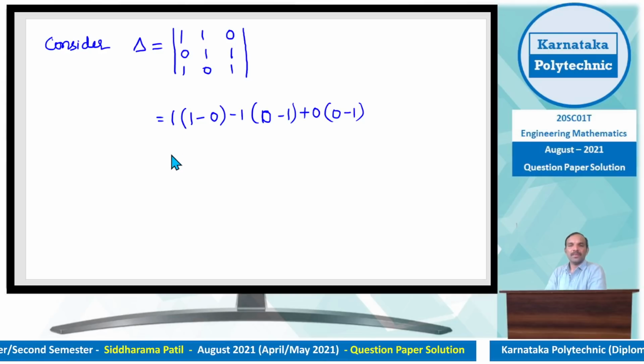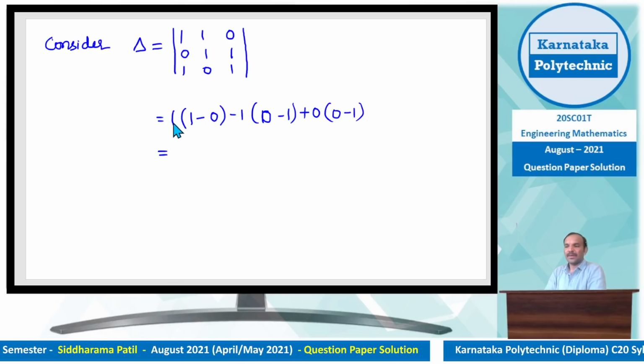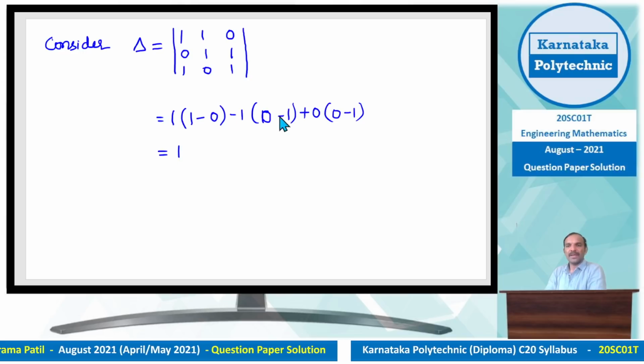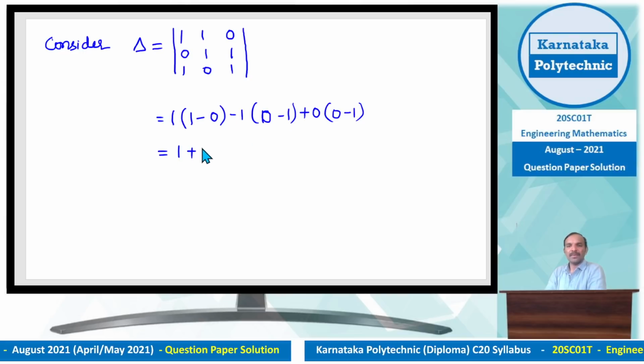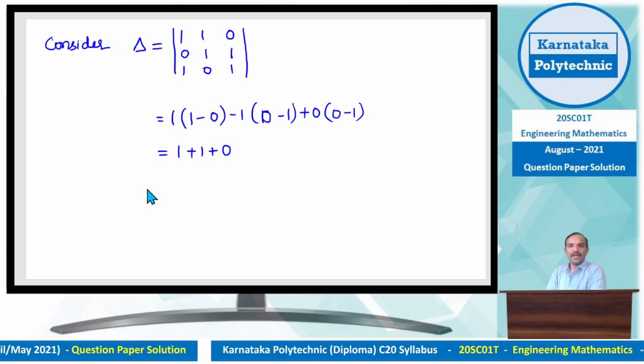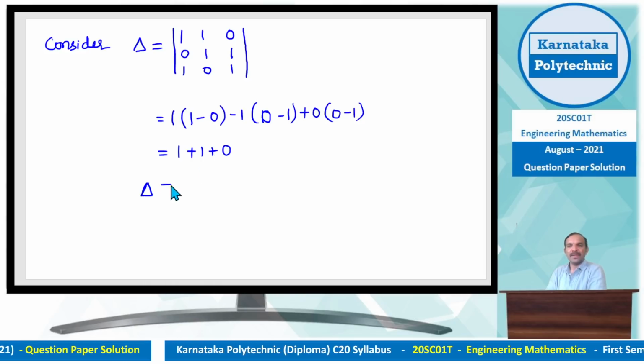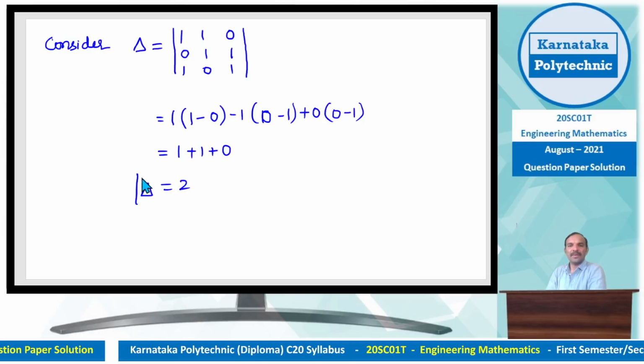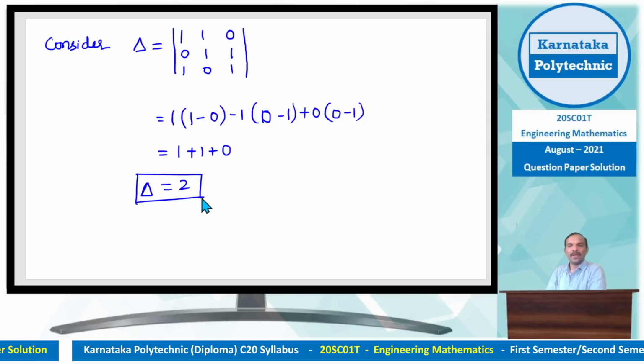Now 1 into 1, minus 1 into minus 1 is plus 1, last term 0 into minus 1 is 0. Therefore, delta value is 2.